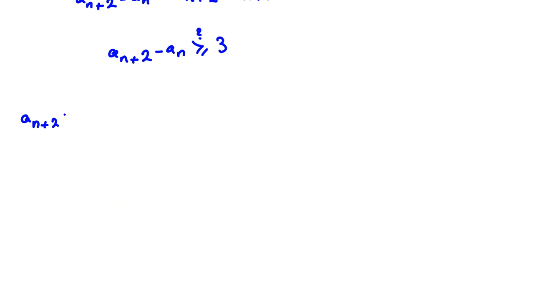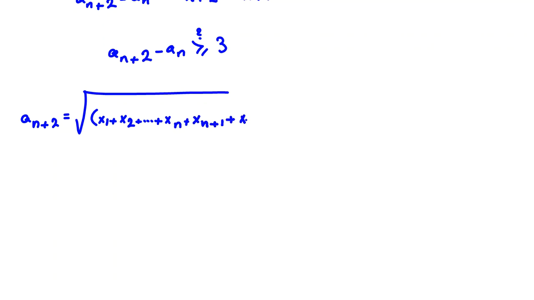A_{n+2} is what? By the definition, we know it is (x1 + x2 + ... + xn + x_{n+1} + x_{n+2}) times (1/x1 + 1/x2 + ... + 1/xn + 1/x_{n+1} + 1/x_{n+2}).